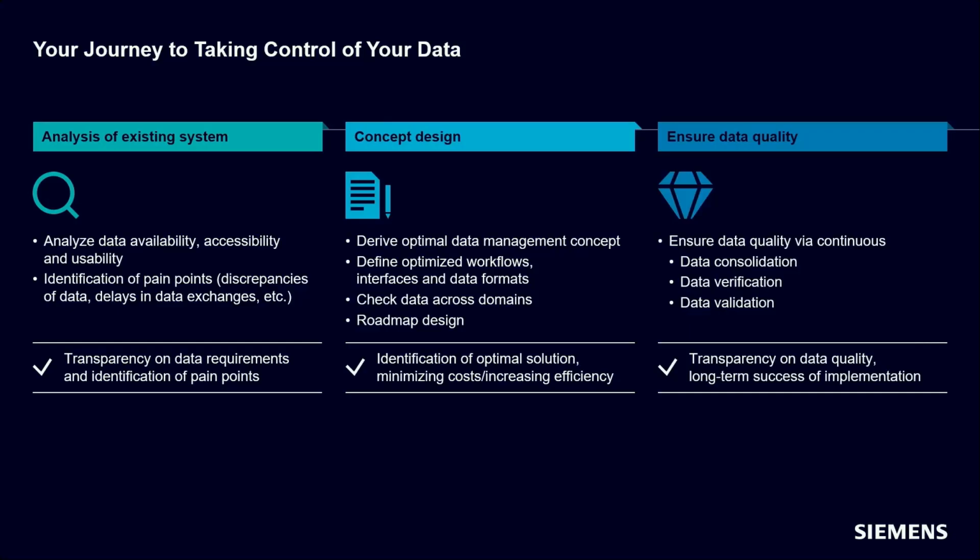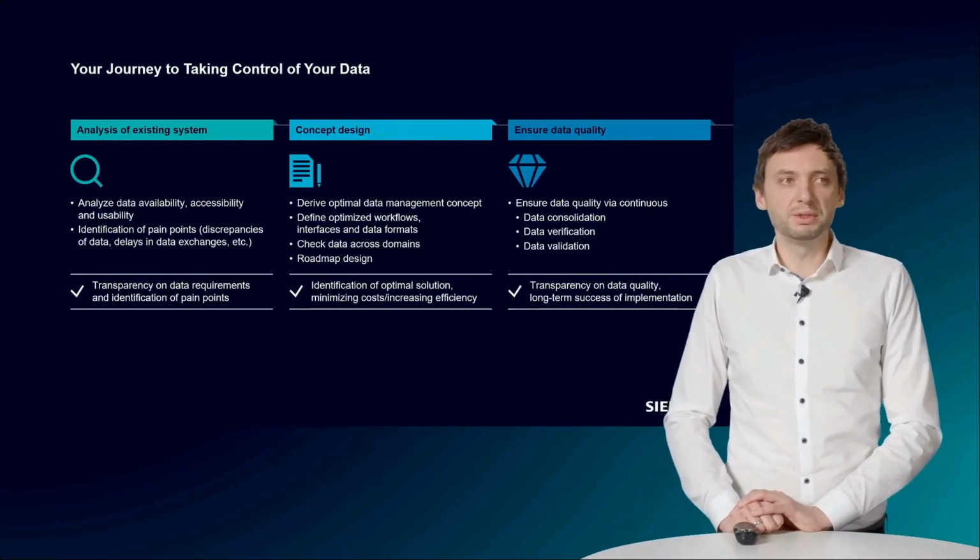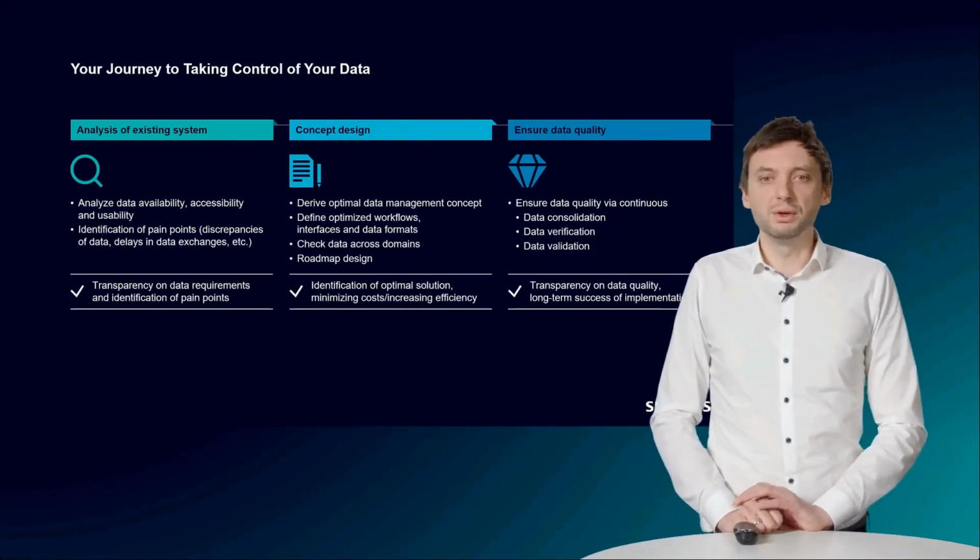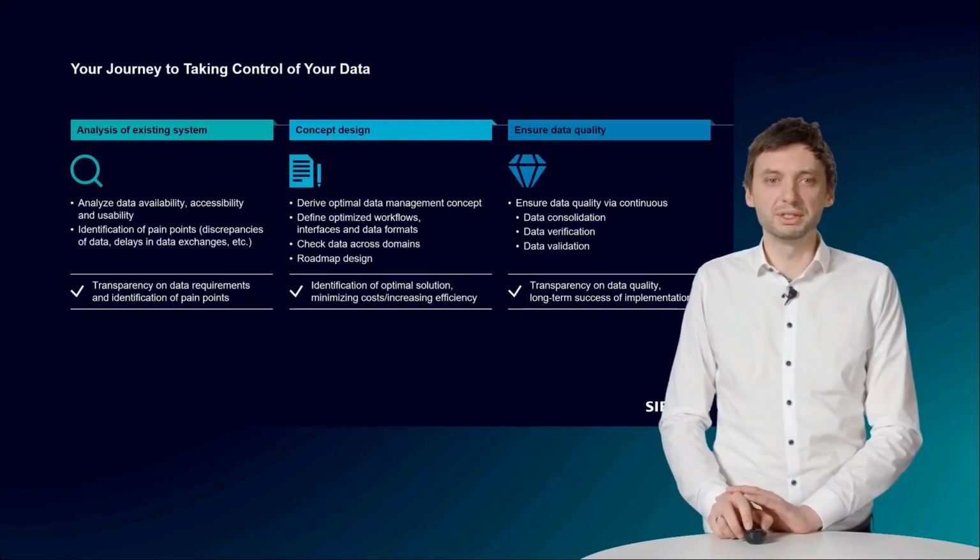Last but not least, as a third step or third modular approach, you need to ensure your data quality continuously. Data quality is not a state you can reach once and for all. It is an ongoing continuous process. And data quality itself, you need to understand, is more or less separated into 3 blocks: data consolidation, data verification, and data validation. I will go into a bit more detail on these 3 topics later in this presentation. In the end, with this modular approach, you will get a transparency on your data quality and so guarantee your long-time success for projects and studies.